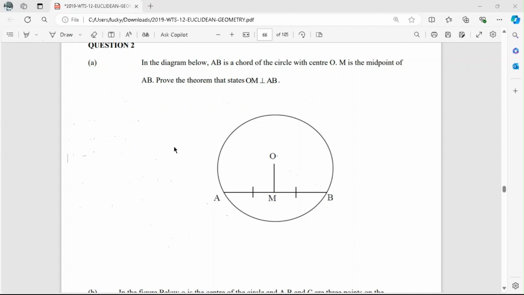So, it says here in the diagram below, AB is a chord of a circle with center O. M is the midpoint of AB. Prove the theorem that states that OM is perpendicular to AB. So as soon as you see the words center and chord, in your mind you must always think of the theorem that states that a line drawn from the center perpendicular to the chord bisects the chord.